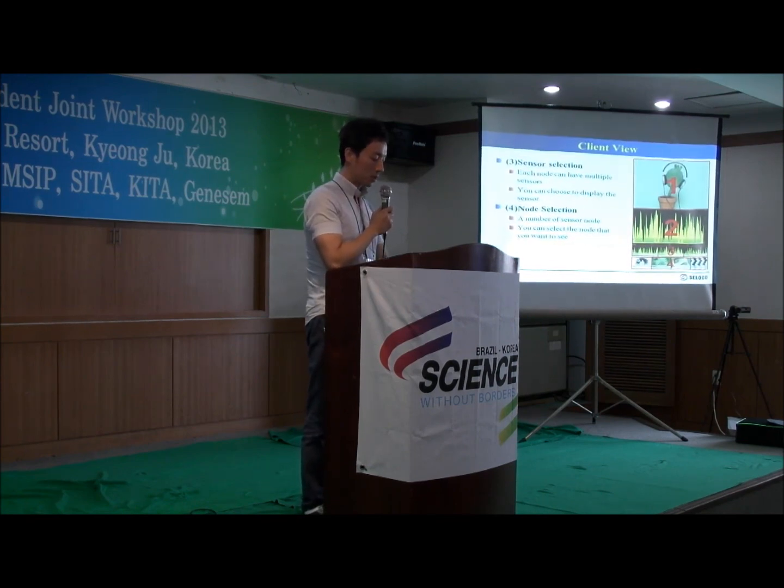Each sensor node can have multiple sensors. Window 3 shows the list of sensors that are embedded in the sensor node. Window 4 is the node selection. There are a number of sensor nodes in this system.